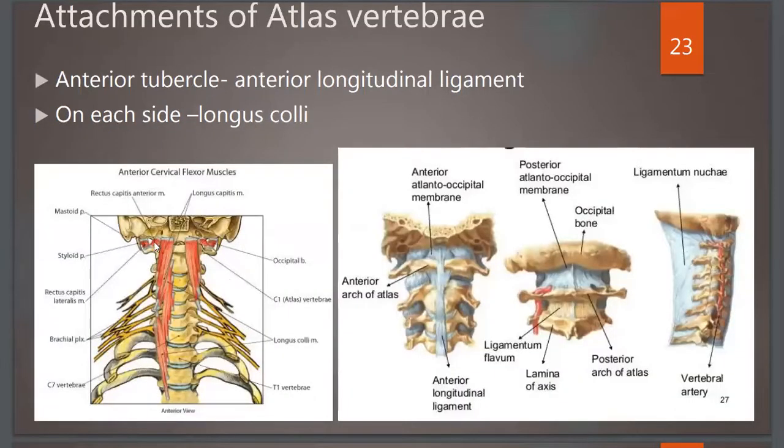Now the attachments of the atlas, C1. The anterior tubercle gives attachment to the same ligament we have studied with the typical cervical vertebrae. What is that? Anterior longitudinal ligament. On either side, you will see the attachment of the muscle called longus colli. Longus colli is attached on either side. You can see this is our vertebral artery, how it is passing.